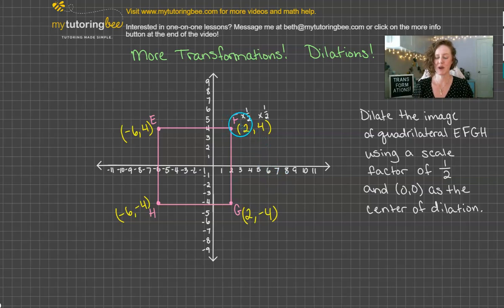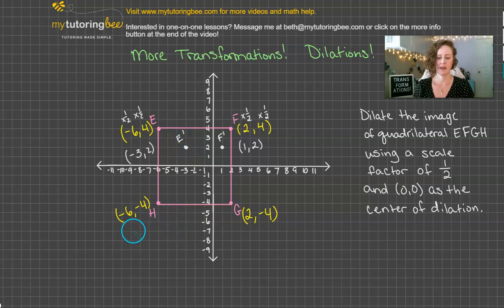So our new F prime is now going to be half of 2 is 1 and half of 4 is 2. So our new F prime is going to be at 1, 2. There's F prime right there. And then E prime is going to be half of negative 6 and half of 4. So half of negative 6 is negative 3. Half of 4 is 2. So our new E prime will be at negative 3, 2 right here.